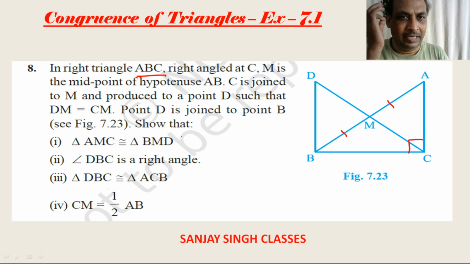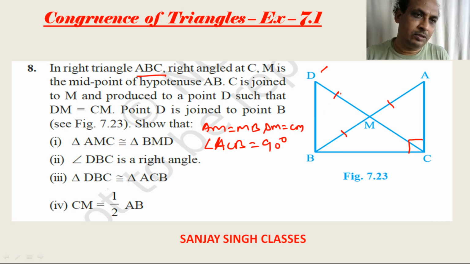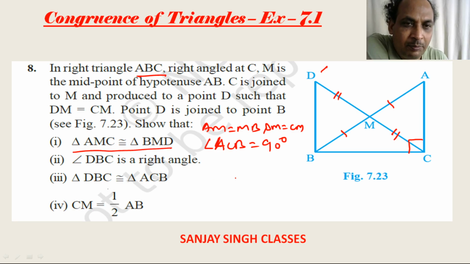We are given AM is equal to MB. We are given angle ACB is equal to 90 degrees. C is joined to M and produced to a point D such that DM is equal to CM. So it is also given DM is equal to CM. It means this also will be equal to this, right? And point D is joined to point B, so that triangle AMC is congruent to triangle BMD.